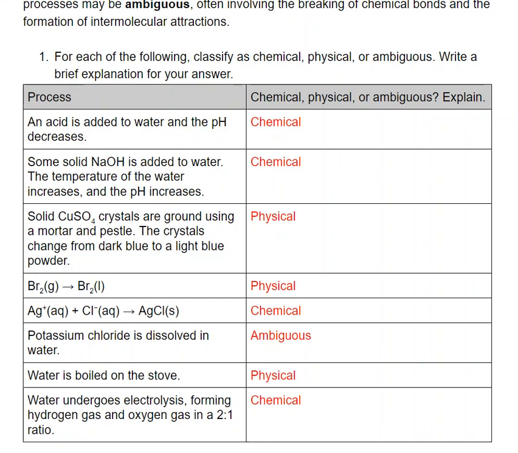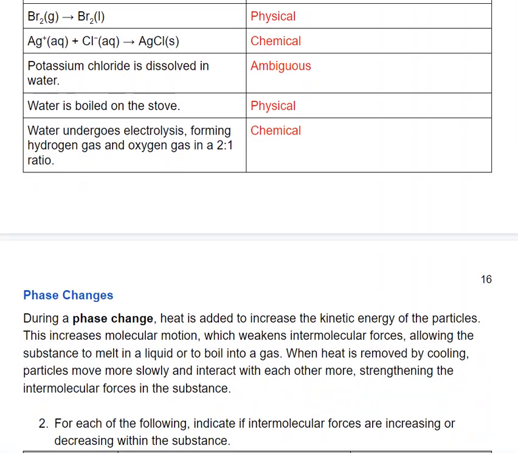When water is boiled on a stove, that's a physical change. It's still water before and after. It's important to note that inside of the bubbles in the boiling water is water vapor. But if we have water undergoing electrolysis, we form something new, particularly hydrogen and oxygen in a 2-to-1 ratio. That's going to be classified as chemical.